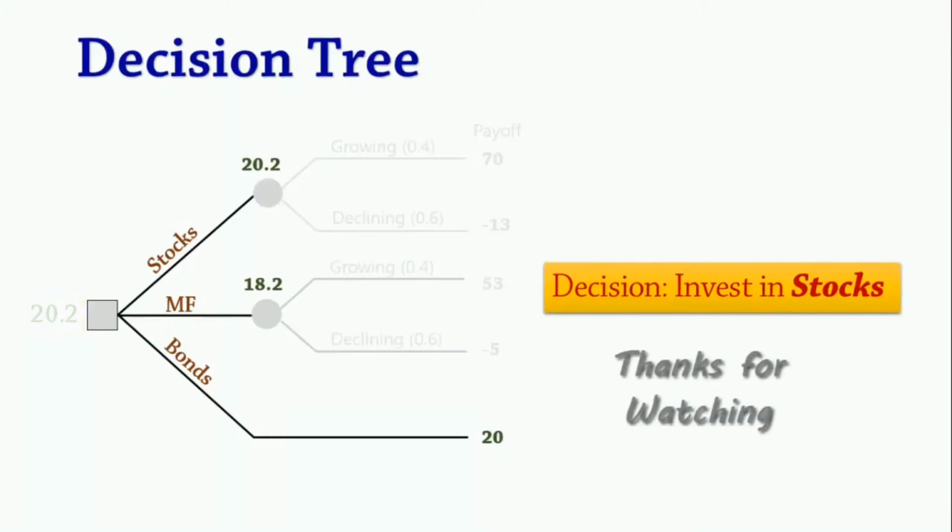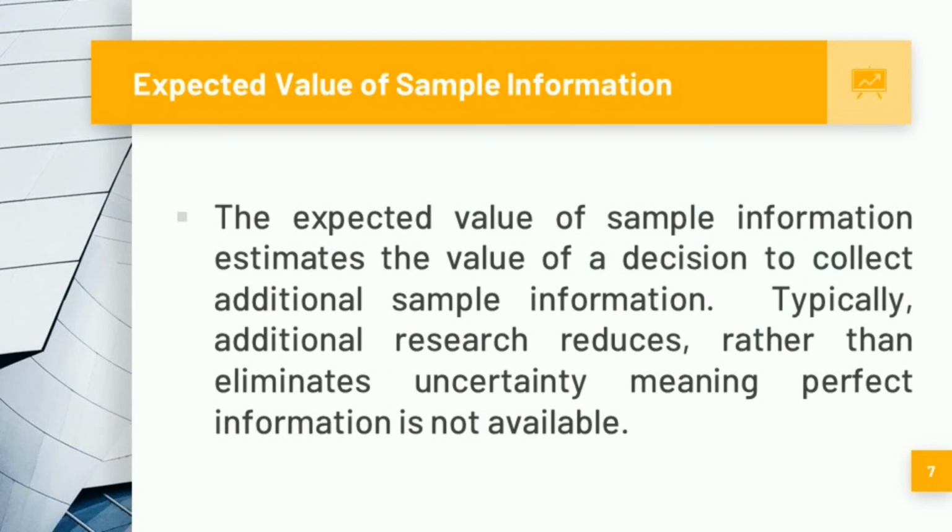Thanks for watching. And now let's proceed to the expected value of sample information. This estimates the value of a decision to collect additional sample information. Typically, additional research reduces, rather than eliminates, uncertainty, meaning perfect information is not available.